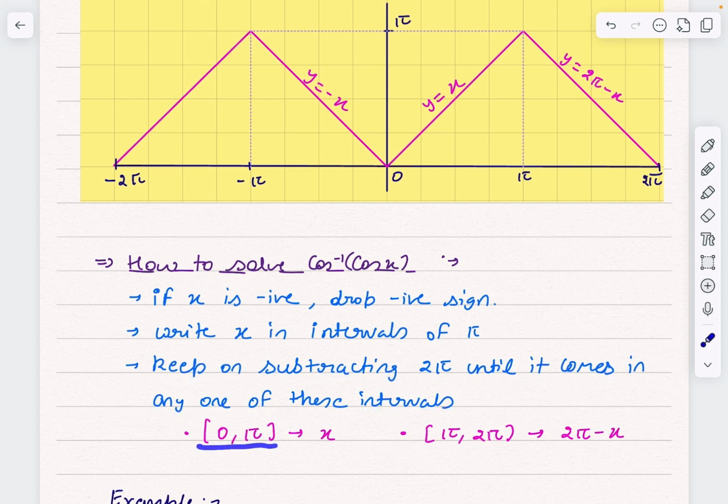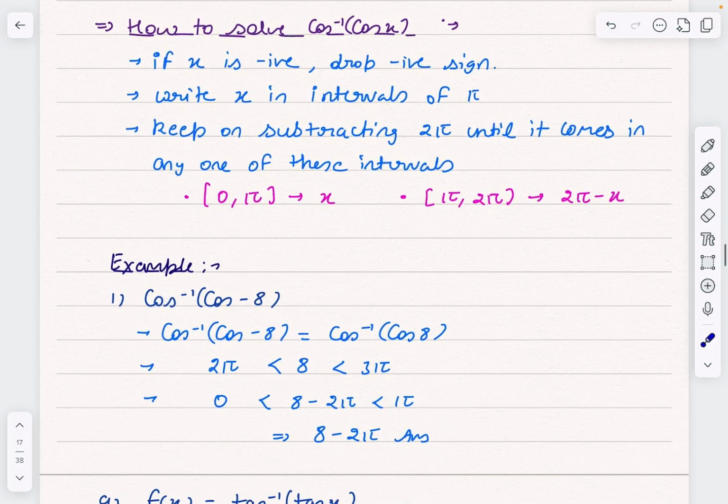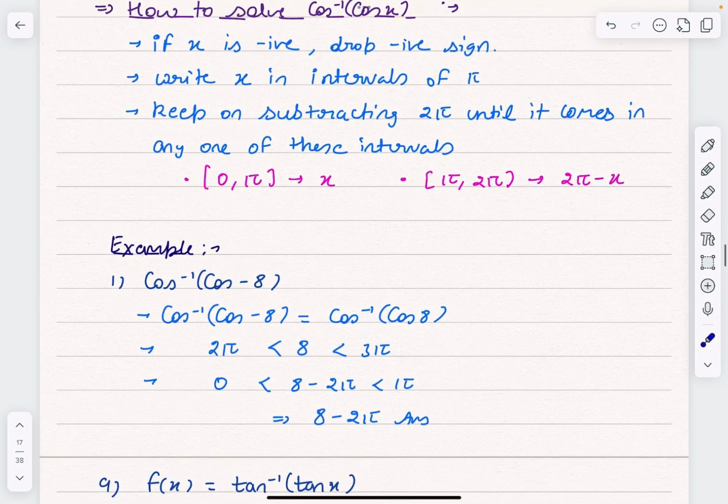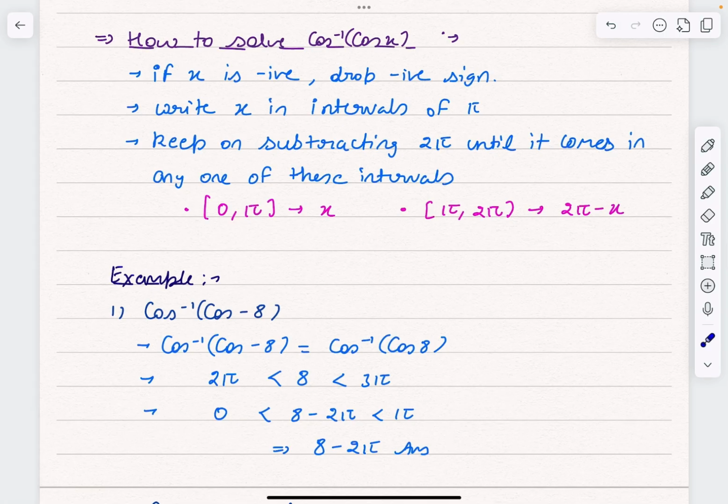If it comes between 0 and pi, we say it is x. If it comes between pi and 2 pi, we say it is 2 pi minus x. Okay, let us see with the help of examples. See, we have cos inverse of cos of minus 8. So cos of minus 8 will be the same as cos 8. So just drop the negative sign. Now 8 will lie between 2 pi and 3 pi. Subtract 2 pi here, you get 8 minus 2 pi, which lies between 0 and pi. And if it lies between 0 and pi, directly we can say cos inverse of cos x will be x only. So the answer will be 8 minus 2 pi. I hope it makes sense to all of you guys. Next.